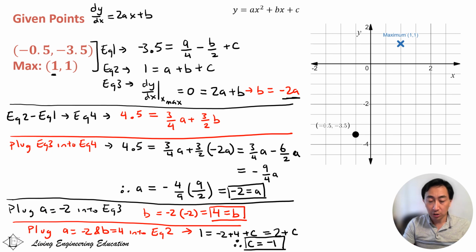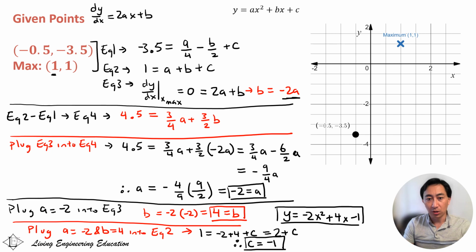So my quadratic equation that I found is y is equal to negative 2x squared, that's a, x squared, plus b, which is 4x, plus c, which is negative 1. So this is the equation I came up with. Did you come up with something like this, right? And you can always go back and check the other method, right? If you did it this way, check it with the 3 points.